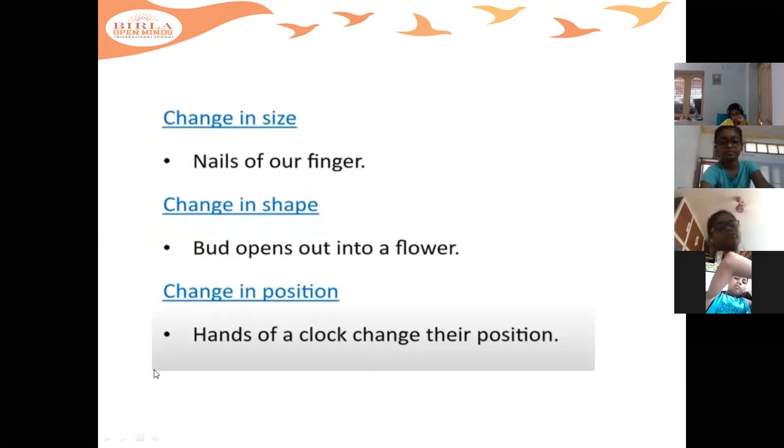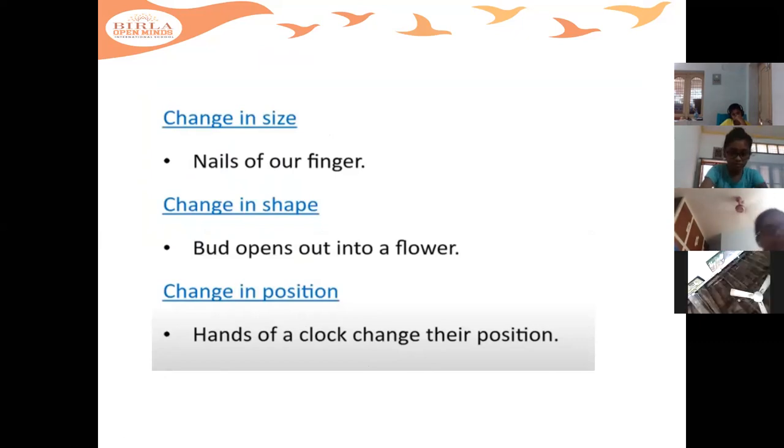Change in shape, change in position. Like your change in size, in the sense your nails on your fingers grow, they change in size. Always you're going on cutting your nails because they'll be growing. So now is this desirable or undesirable? Again and again you'll be very fed up of cutting off your nails. It is an undesirable change. The change which you do not like is called an undesirable change.